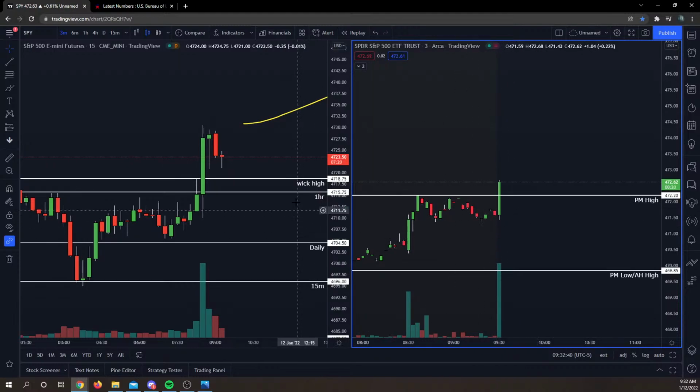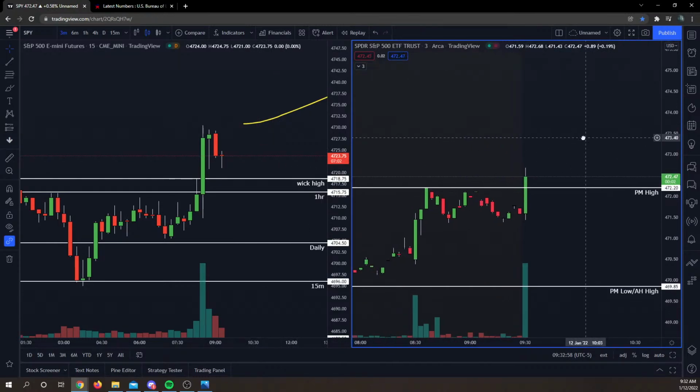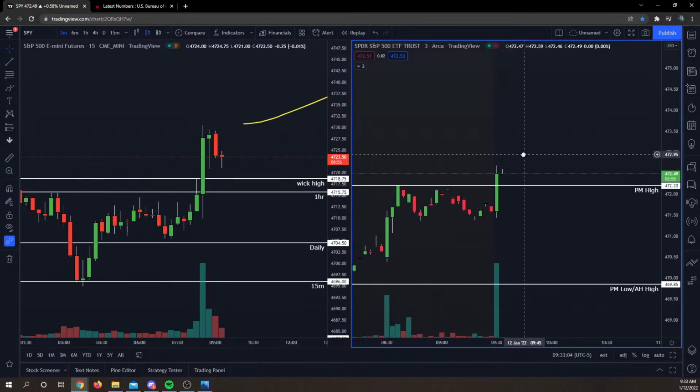So right at the open, it depends. Have we gone and tested our support on our E-mini futures? Okay, did we wick down to it? Are we still above it? Okay, we are still above it, so that's slightly bullish. But I'm not convinced that we're breaking our pre-market high until we lock in a candle above. So this next 3 minute candle is going to be our deciding factor for the morning, essentially.